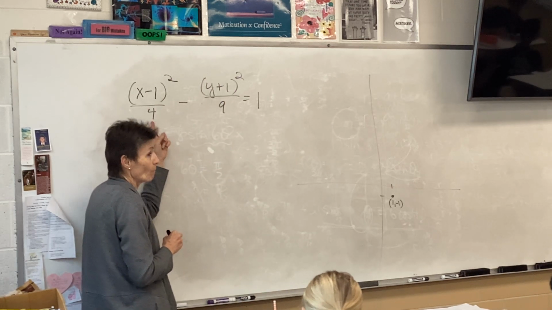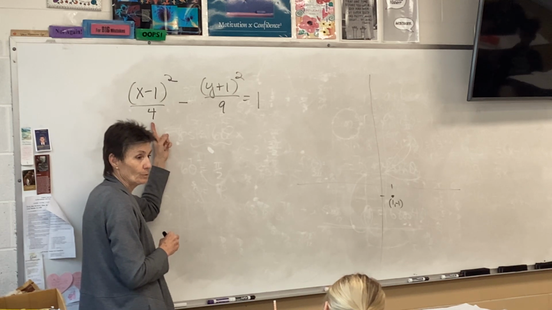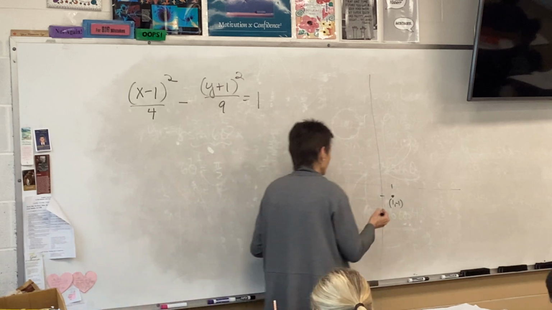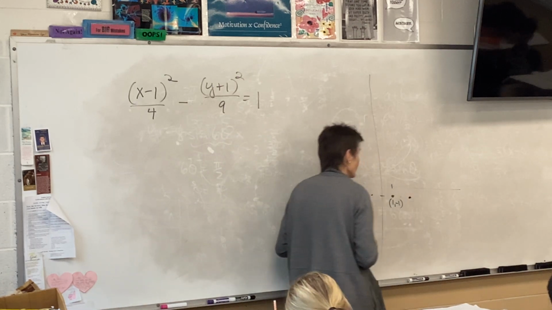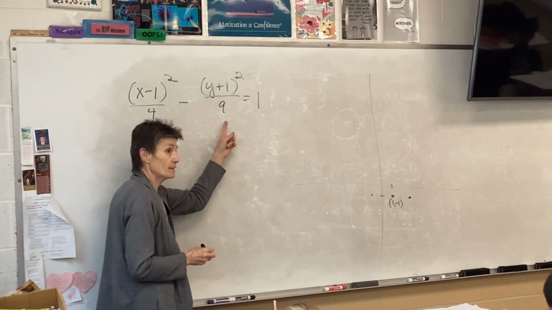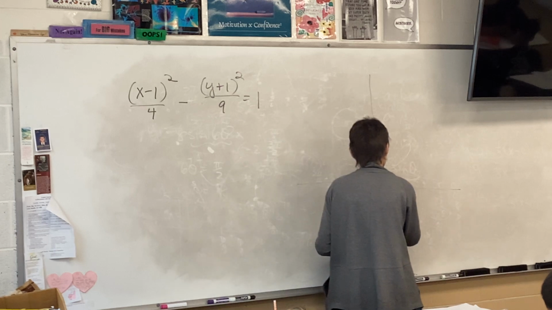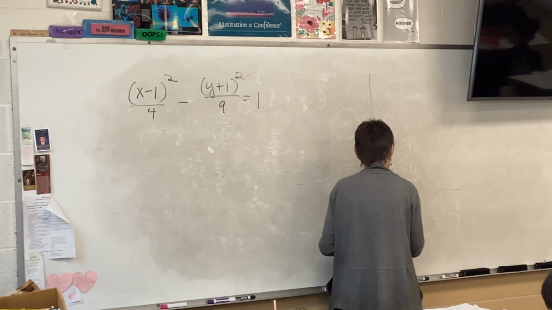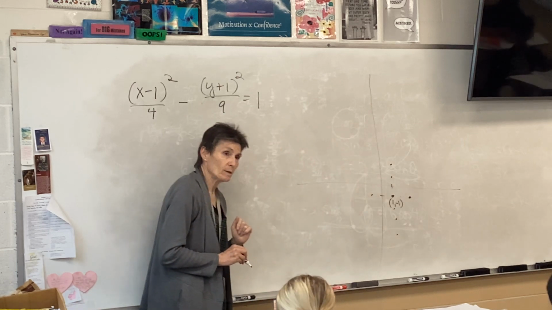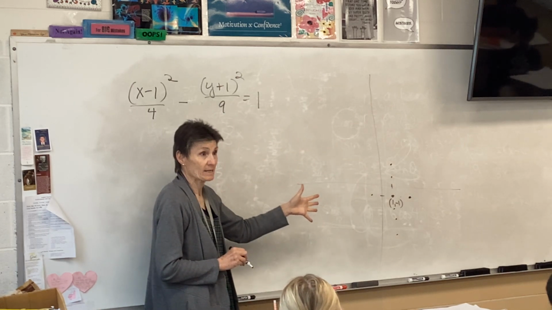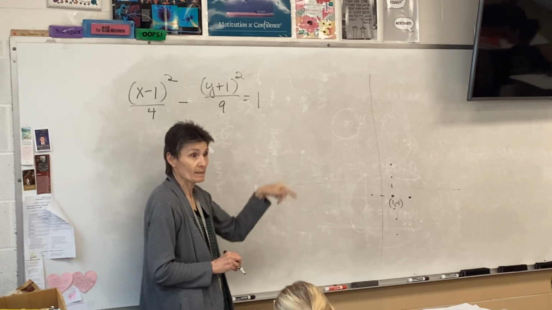All right, what does that 4 tell me to do? 2 sideways. So you got a grid there, so count over 2, count over 2. And then the 9 says up and down 3. So count up 3 blocks and down 3 blocks. Now, on the quiz you just took, you did the very same thing, and then connected them with an oval because it was an ellipse.